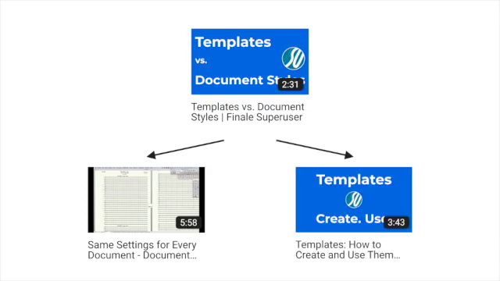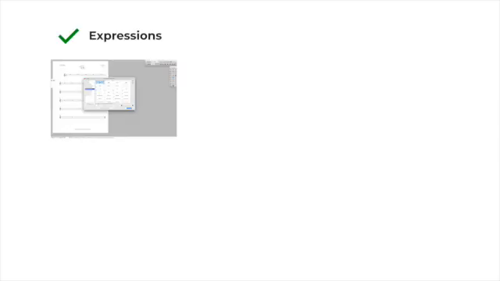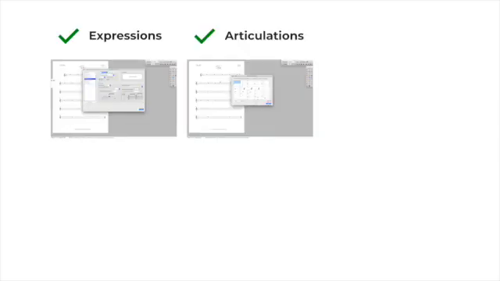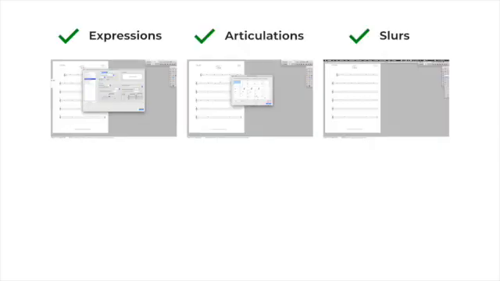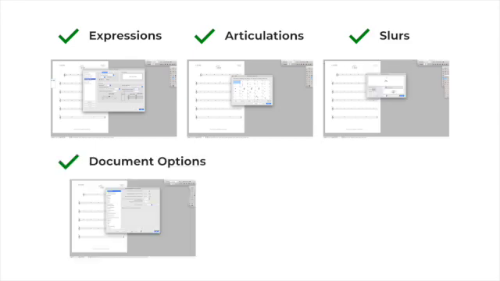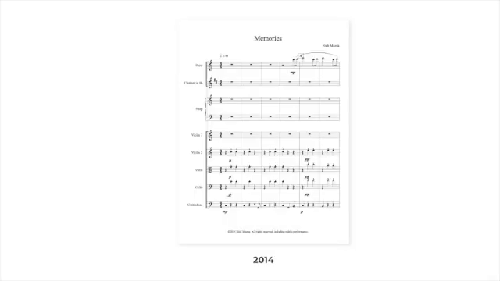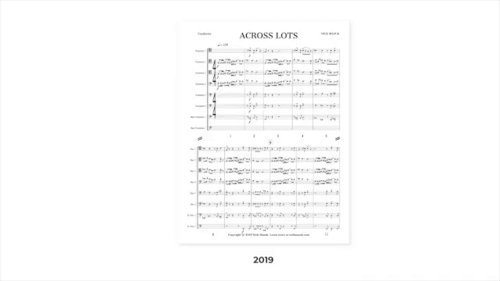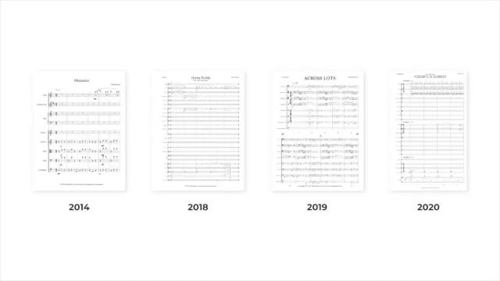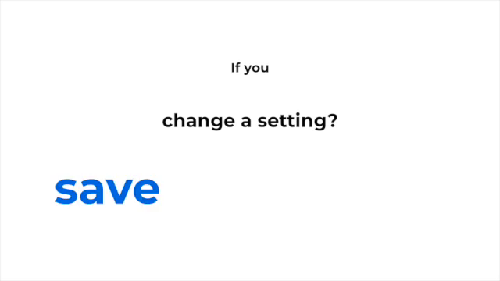Some settings that can be changed: expression styles and positioning, articulation fonts, positioning and stacking order, slur contour settings, everything in your document options, turning off that pesky chord playback by default, and dozens more tips. By iteratively improving your document styles and templates, your music will always get better with very little effort. If you change a setting, save the setting.